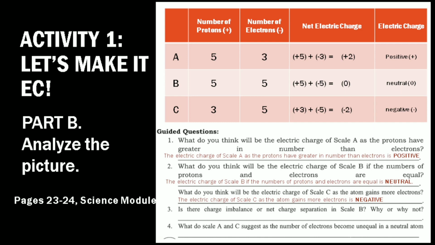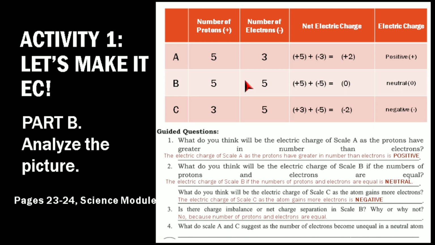Okay, are you done? So for number 3, the answer here is no. Why? Because the number of protons and electrons are equal. So as simple as that. As you can see, we have 5 protons here and 5 electrons, so therefore they are equal. So there is no imbalance here in terms of the charge.